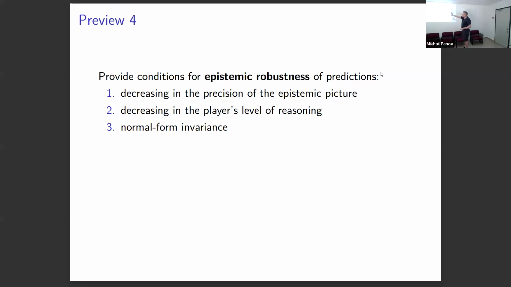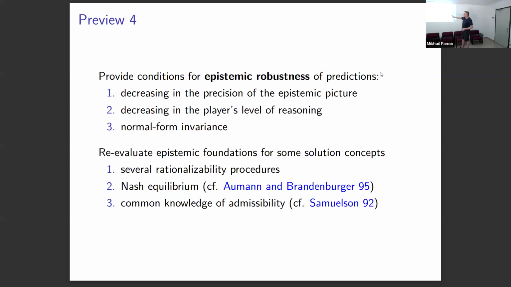So these are the three main results, and then some applications. I try to rewrite different strategy elimination procedures. Then I look at Aumann and Brandenburger precisely, and there is also a paper by Samuelson on common knowledge of admissibility. He reports some problems within the partition model. So I look at how it translates into mine. I'm not going to present everything here, but it's in the paper.